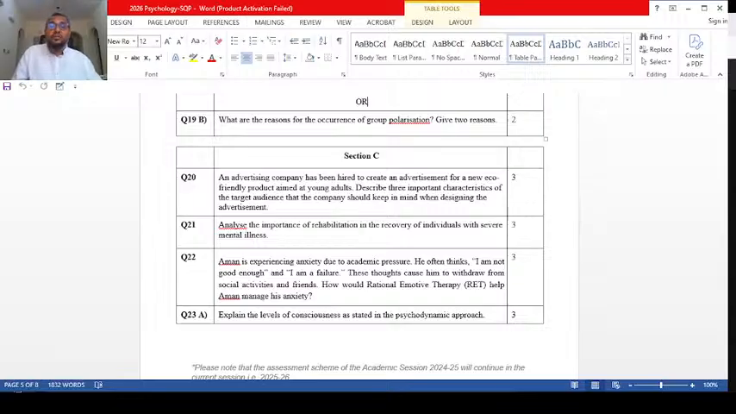After that, we have social skills training. Social skills training is another area. We try our level best to help the person through drama and role play. We try to improve their interaction skills here.